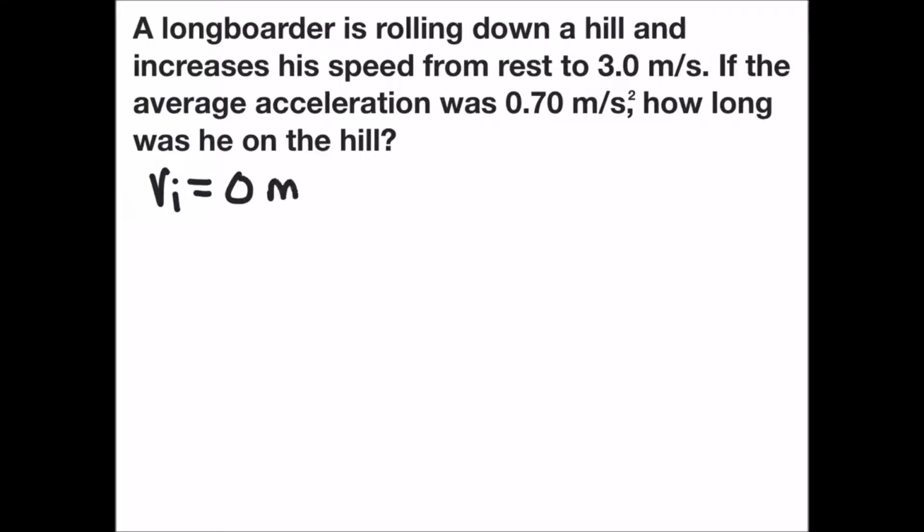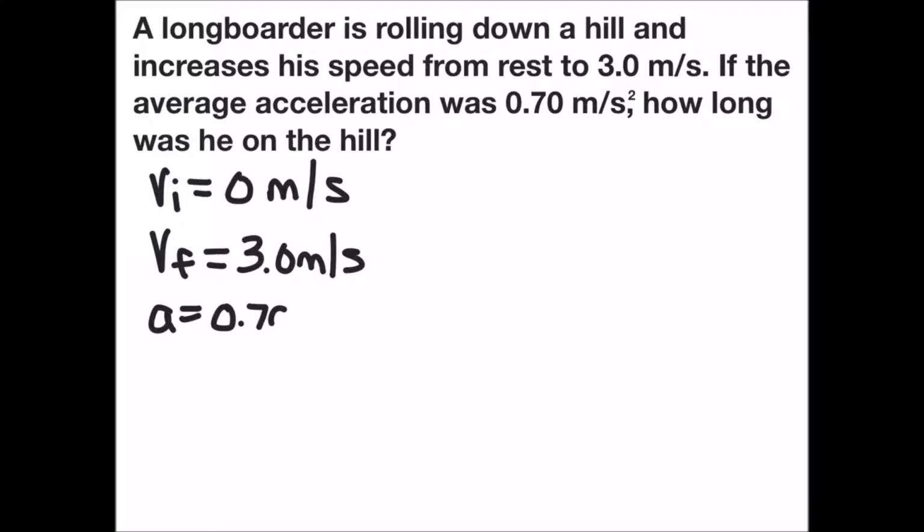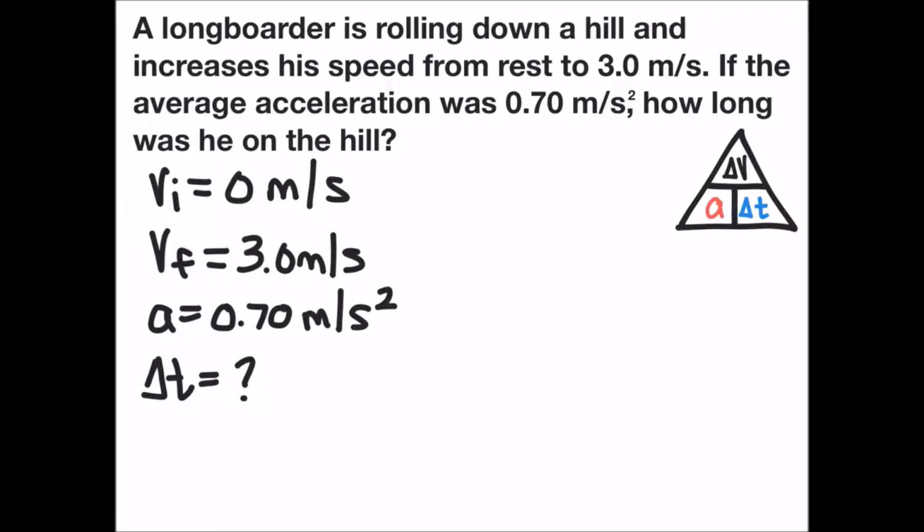That makes it easy. It's always going to be 0 in whatever units you're working with. The final velocity, VF, equals 3.0 meters per second. We know the acceleration equals 0.70 meters per second squared. And the change in time is what we're looking for, so delta t equals question mark. Use your acceleration triangle to come up with your formula for the change in time. We can write that as delta t equals delta v, or the change in velocity, divided by acceleration.